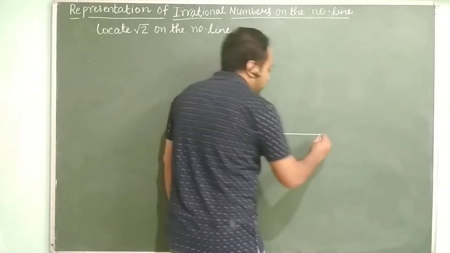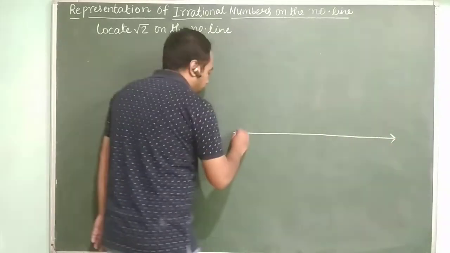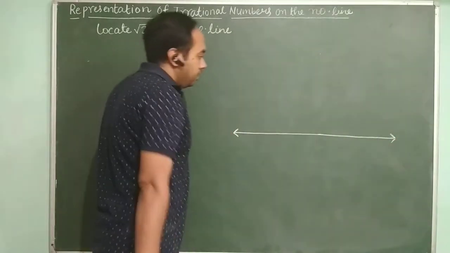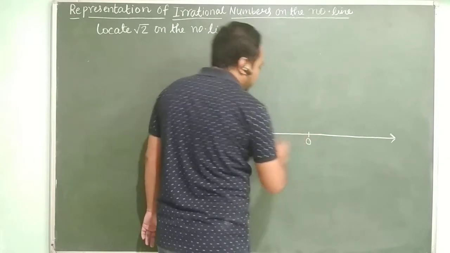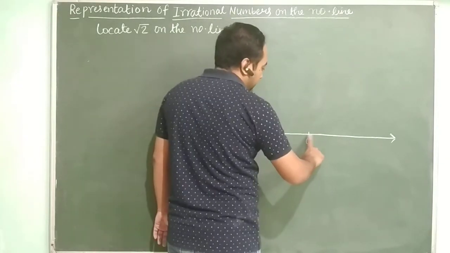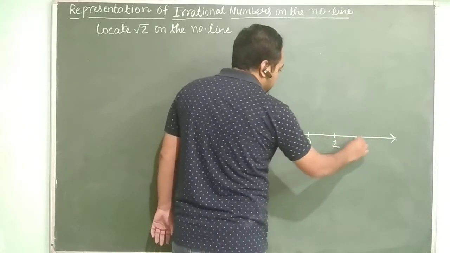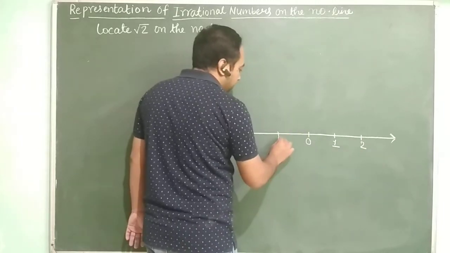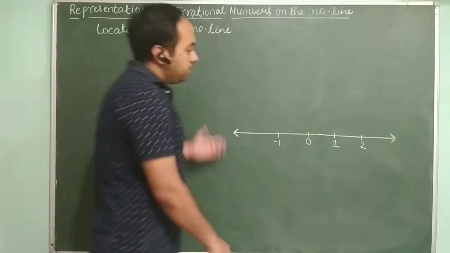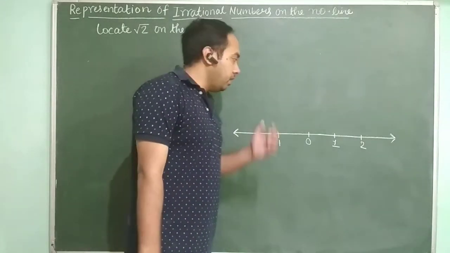Suppose I am drawing a number line using centimeter scale. In the middle of the number line, I am marking 0. Now from here I will measure 1 centimeter and mark it as 1. Again I will measure 1 centimeter and mark it as 2. To the left of 0 again I will measure 1 centimeter and mark it as minus 1. So this is the number line formed using centimeter scale.